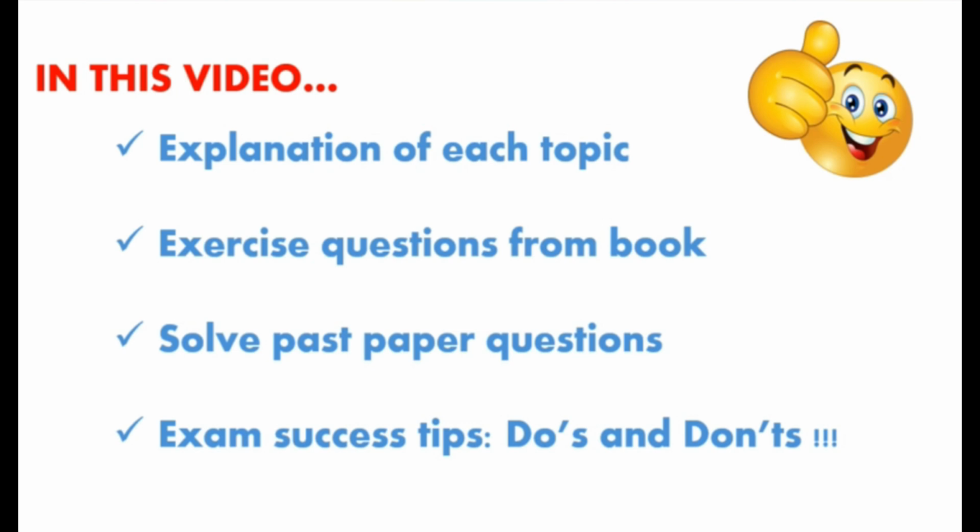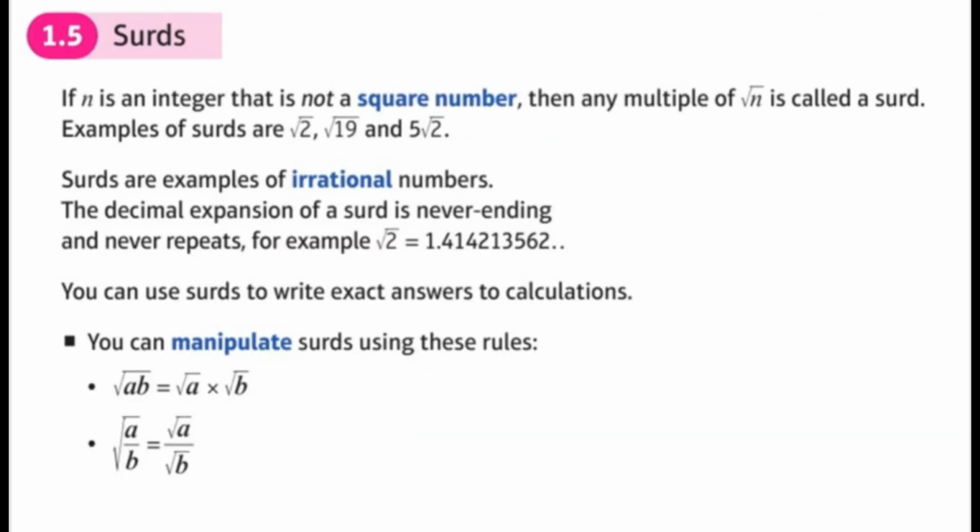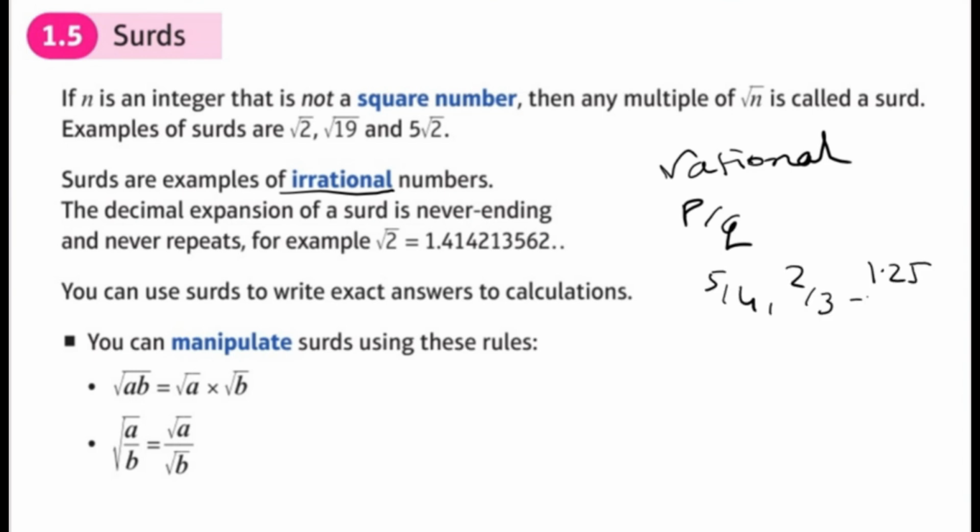Let's start our journey. Topic is 1.5 Surds. To understand surds, first we have to understand what we mean by rational number and what we mean by irrational number. A rational number you can write in the form of p over q, and in decimal form they are recurring or terminating decimals. For example, 5 over 4, 2 over 3, 1.25, etc.